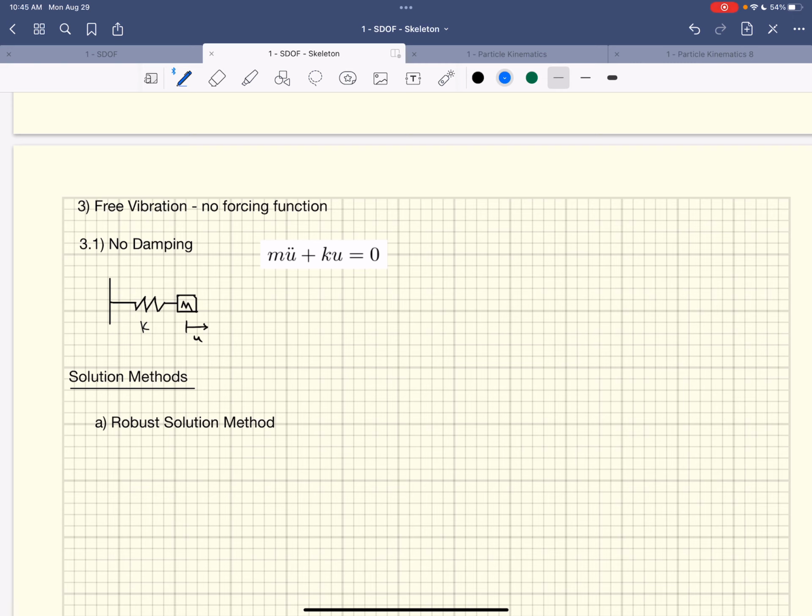So this is free vibration, no forcing function, no damping. So we start out as simple as we can get. The simplest we can get is free vibration. There's no P applied to this, and there's no damper, right? So then this is the equation of motion governing that, right?